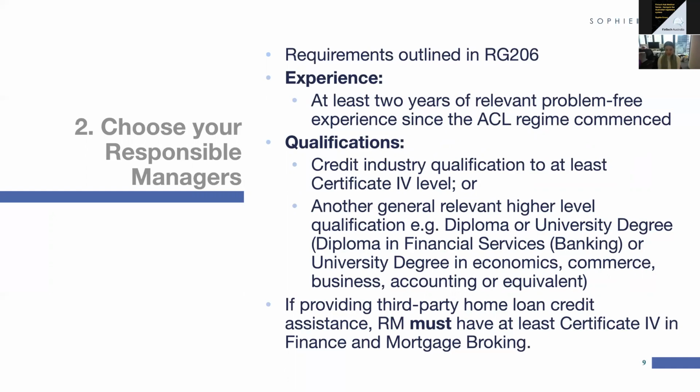If the business is providing third-party home loan credit assistance, the responsible manager must have at least the Certificate 4 in finance and mortgage broking, and that's a requirement that ASIC is really strict on, and it's outlined in the regulatory guide that your RM must hold that qualification to get the ACL.